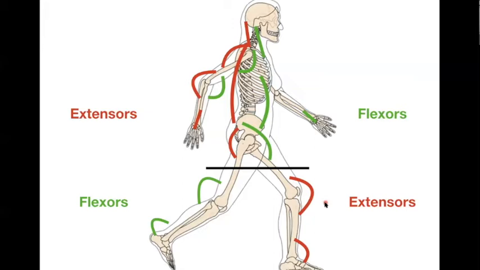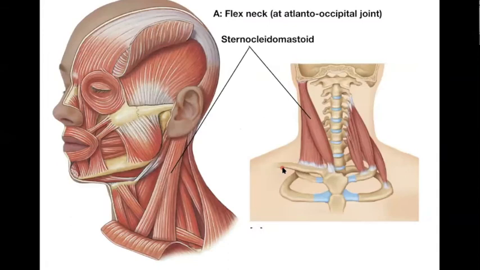All right, this is the last section of the muscle origin insertion action. I'm just going to go over some principles of muscle action based on muscle location around a joint. All right, so here's a couple examples right here, right? Flexing at the neck, at the atlanto-occipital joint right here.